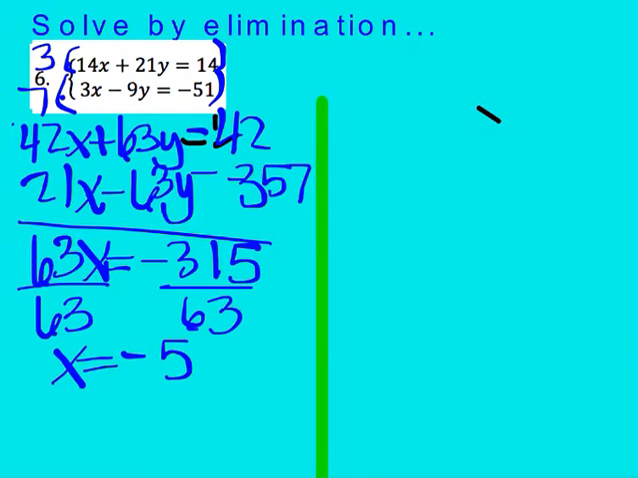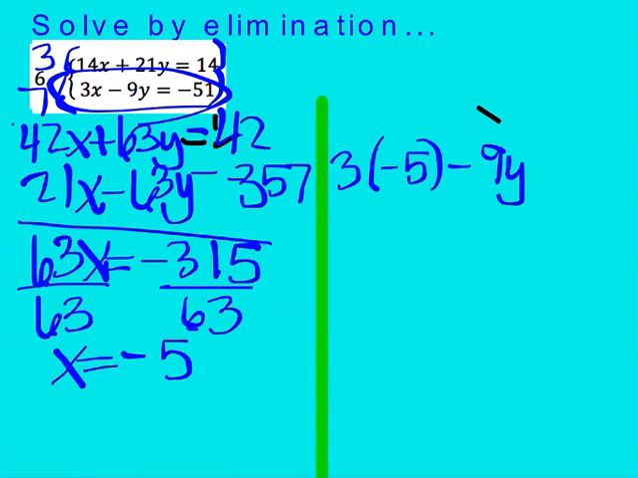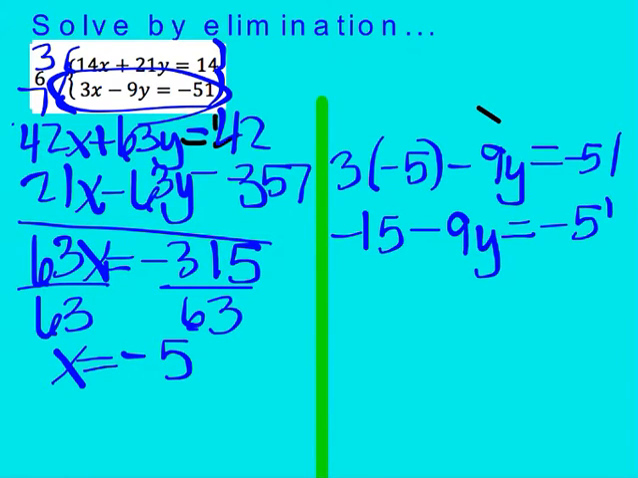So now I know that that's what x is equal to, so I can plug it into any equation. Let's just plug it into this second equation here. So then I'm going to do 3 times a negative 5. So I took the x out and I put the negative 5 in instead. And then the rest of that equation is going to stay the same. Okay, then 3 times a negative 5 is a negative 15 minus 9y is equal to a negative 51.